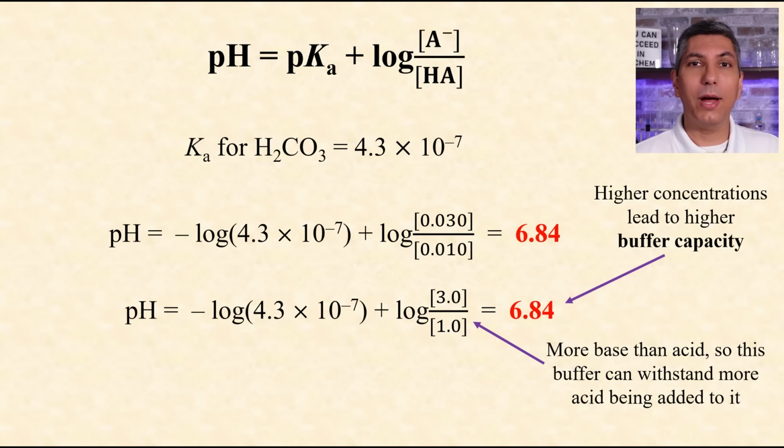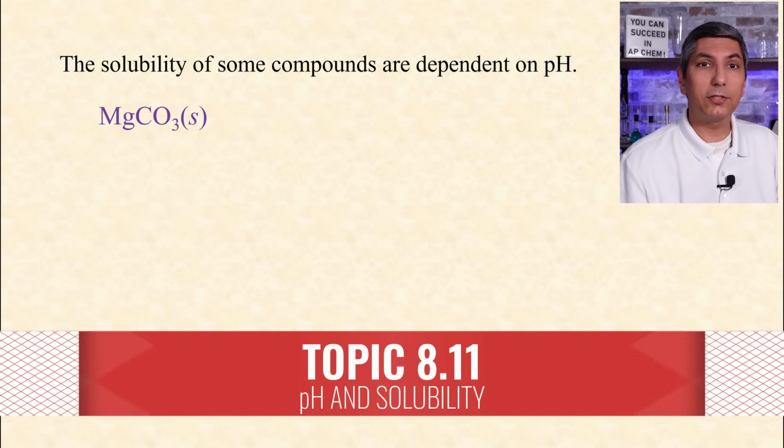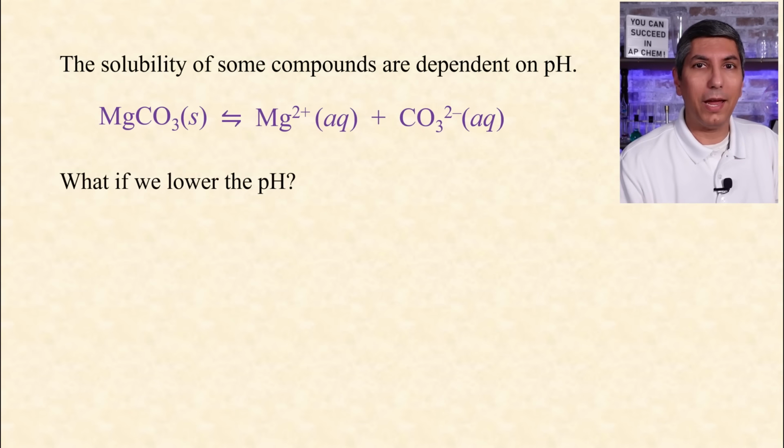If a buffer has more acid than conjugate base, it will be able to withstand more base being added to it. The solubility of some ionic compounds depends on pH. For example, magnesium carbonate dissociates according to this equation. It's not very soluble in water, but what happens if we lower the pH?